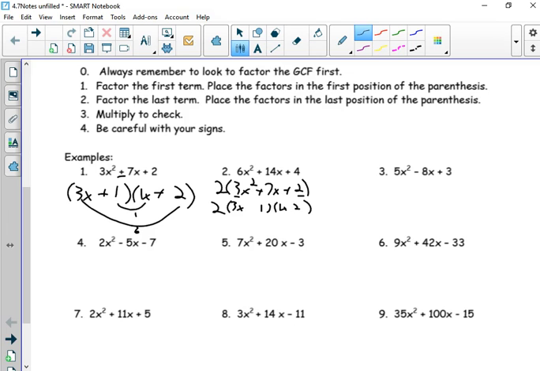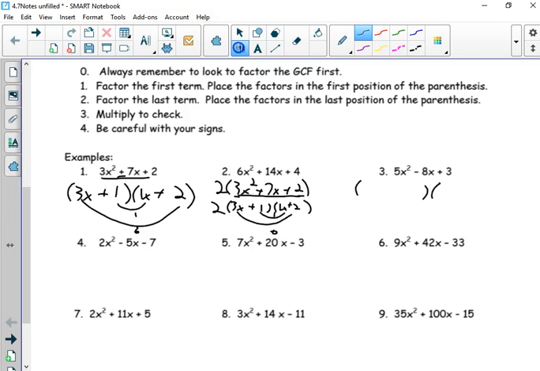But wait a minute. Look. Isn't this that? So I know what it's going to be. It's going to be 3x plus 1 and x plus 2. But just to verify, here's 1, here's 6, that adds up to 7. That's why those arrows underneath and writing the numbers and multiplying and checking is so very important.